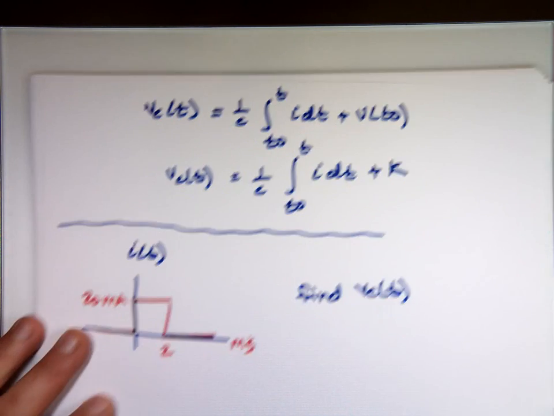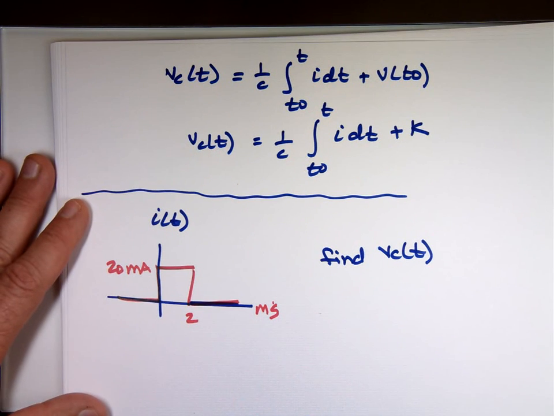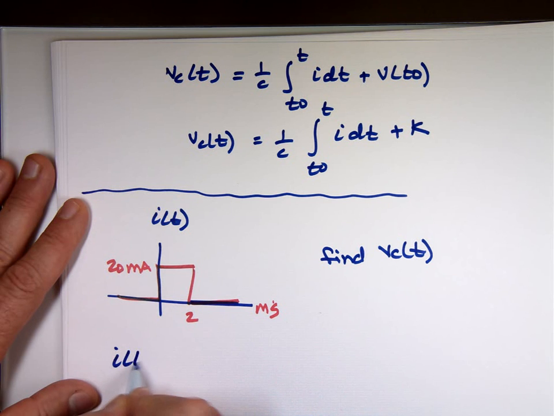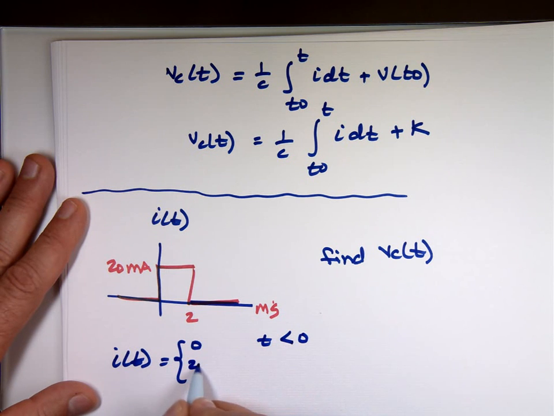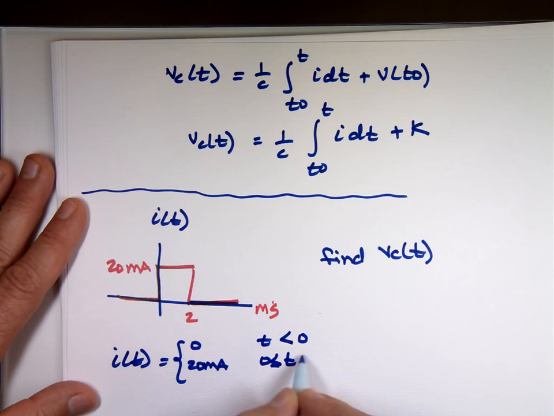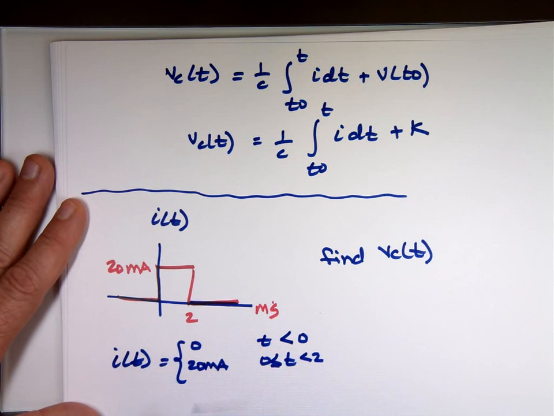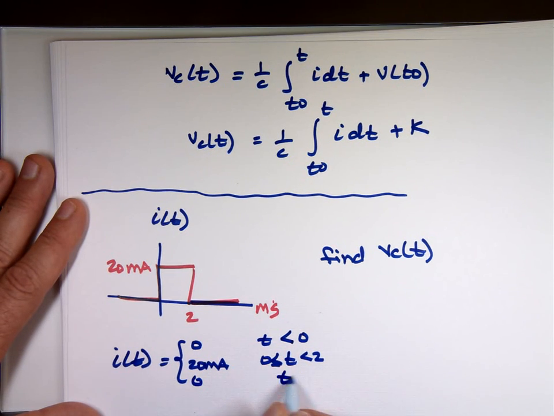Well, I can break it down to 3 parts. I can look at the current and say, you know what that current is? It's 0 for t less than 0. It's 20 milliamps for t greater than or equal to 0 and less than 2. I can put the equal sign with either one. It's 0 for t greater than or equal to 2.